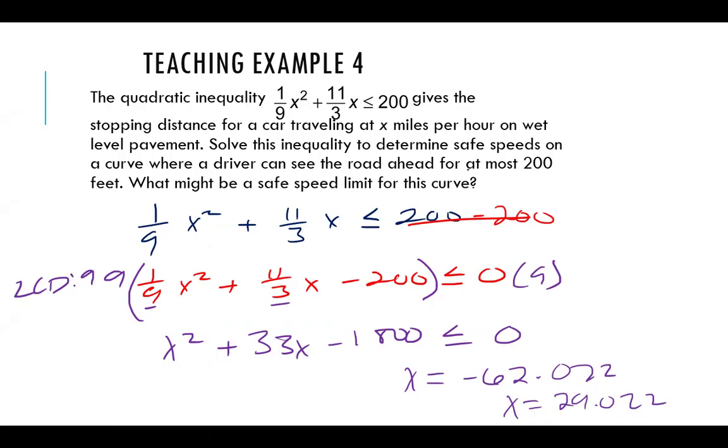Okay. So coming up here, solve this inequality, determine the safe speeds on a curve when a driver can see the road ahead for at most 200 feet. What might be a safe speed limit for this curve? Well, it says 0. So starting at 0 and then going up to 29.02. So our solution set for this problem is that x would have to be less than or equal to 29.02 or greater than 0. We are going to say greater than 0 because should you be stopping on this curve? No. Have you noticed that when we were traveling around curves that they're mainly 30 or less miles per hour?